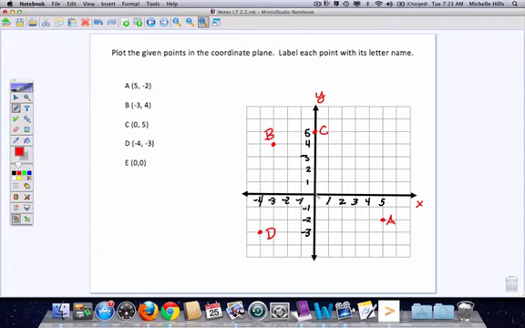And E is the point 0, 0, which means I'm not moving left or right or up or down. I stay right on the origin, and that's the point E. So that would be what you're going to do for these problems.